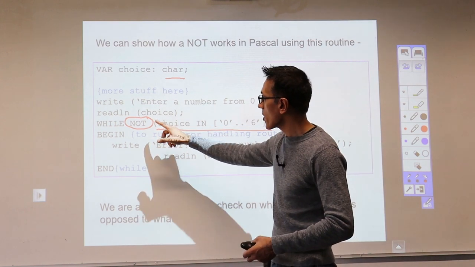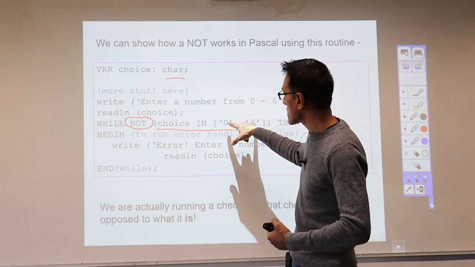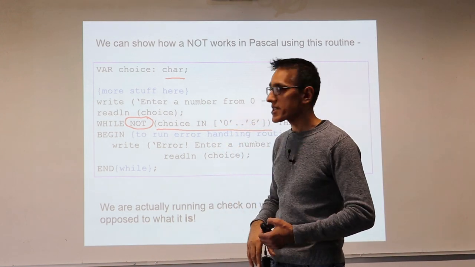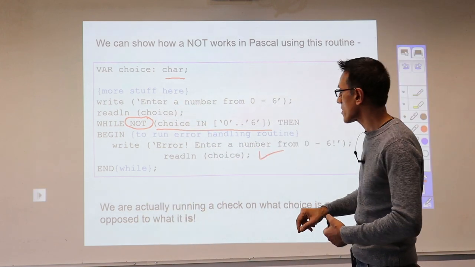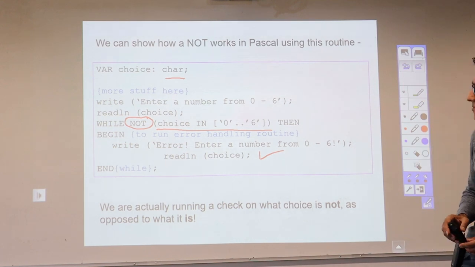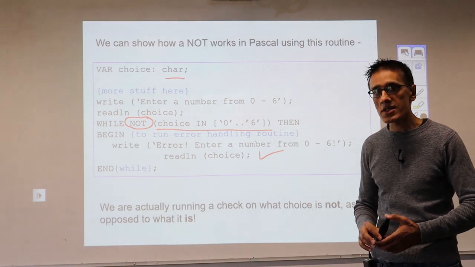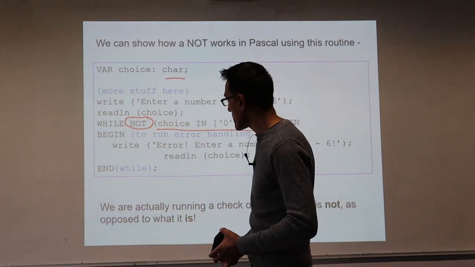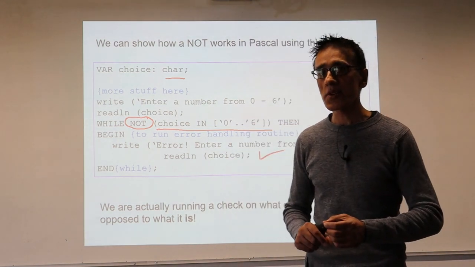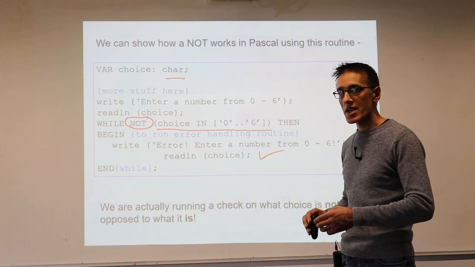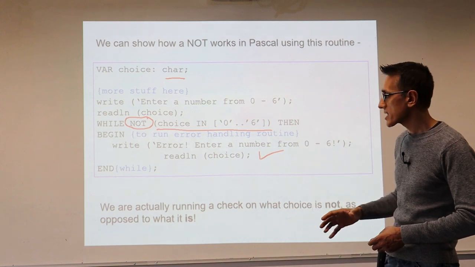And while not choice in 0 to 6, so as long as the choice is not one of these, it will continue and write this line on the screen. So it will say enter a number from 0 to 6 until that choice becomes 0 to 6. This NOT keyword, in other programming languages, you may not have the NOT keyword. It might be something else. But there will always be an equivalent of inverting a value inside a computer program.